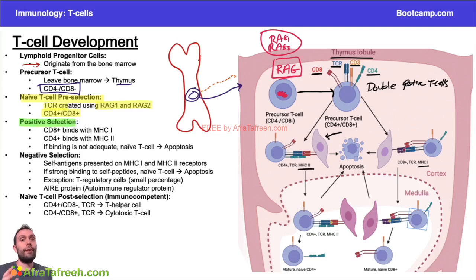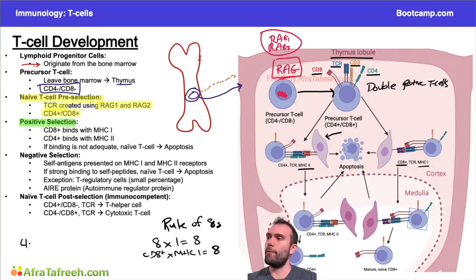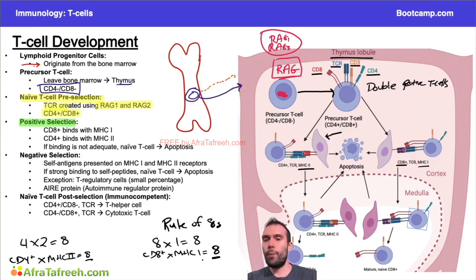Okay, now remember, the CD4 positive co-receptor will help that T cell receptor bind to MHC2. Conversely, the CD8 positive co-receptor will help that T cell receptor bind to MHC1. Okay, and again, this goes back to your rule of 8s. So 8 times 1 is 8, right? So we're talking about CD8 positive times MHC1. That gets you to 8. Now on the other side of that, 4 times 2 also equals 8, right? So CD4 positive cells that are going to bind to MHC2 receptors will also get you to 8. Okay, so that's the way to remember. CD8 positive cells are going to bind MHC1, CD4 positive cells will bind MHC2.